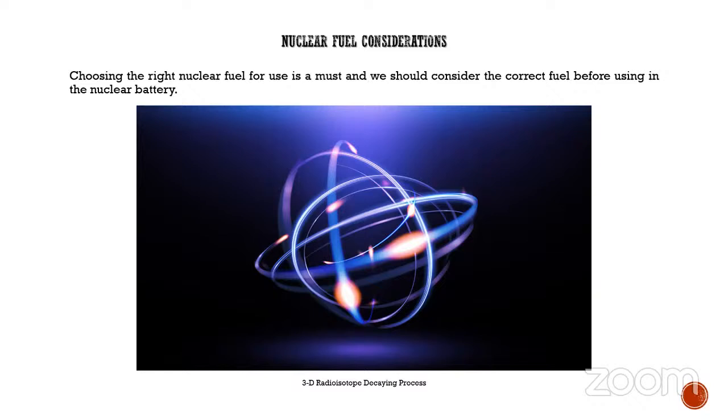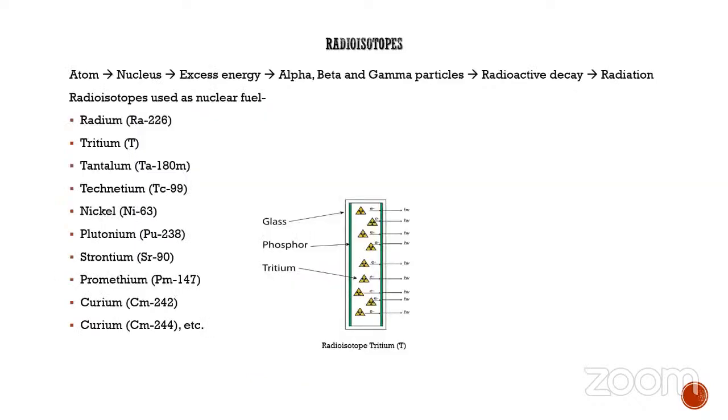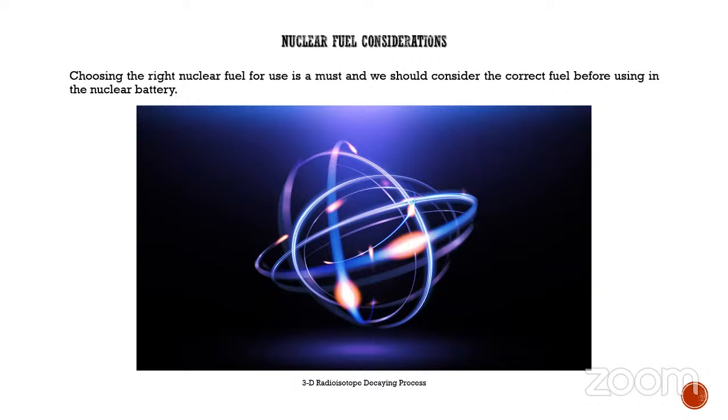Earlier we used uranium-238 for nuclear batteries, but it gives radium-226. Radium-226 was released as a byproduct during the decay of uranium-238, and radium-226 again gives bismuth-214 as a byproduct, and during this process a large amount of gamma radiation is released. As a result, uranium and radium are not used, as they are not the most favorable radioisotopes to be used.